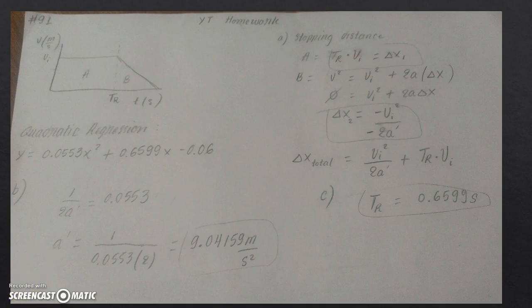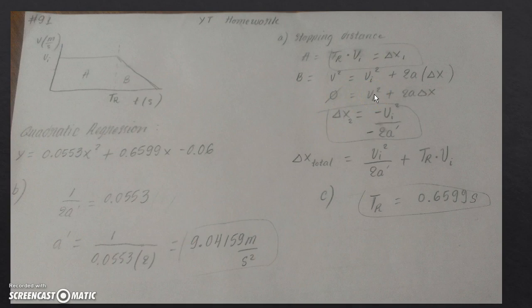So for part B, I use kinematic equation number 3. That is v squared equals the initial velocity squared plus 2a times the displacement delta x. Basically, at the stopping point, the velocity is going to be equal to 0, and we already have the v initial. All we have to do is solve for delta x using this equation.